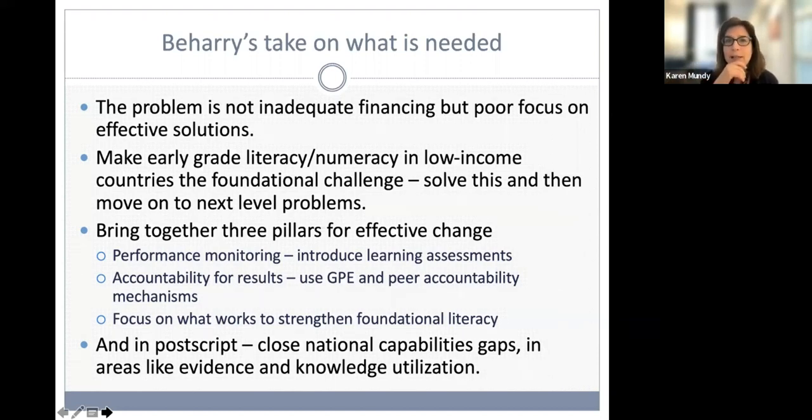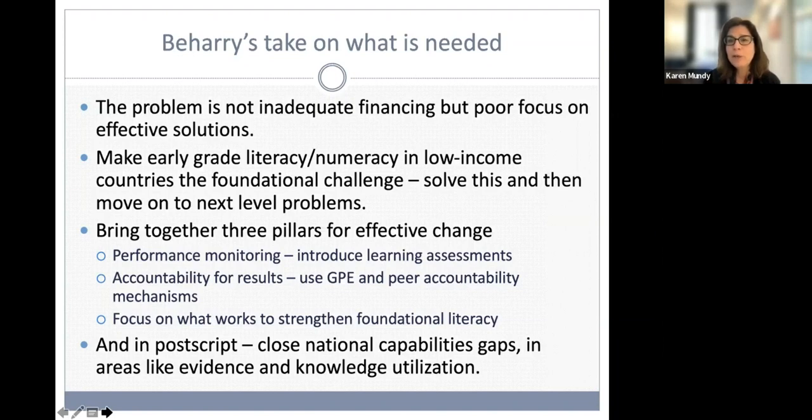His argument is that it's not really about not having enough money. Of course, money is good, but it's about the poor focus and use of that money on effective solutions. He, of course, advocates for making early grade literacy and numeracy in low-income countries the foundational challenge.